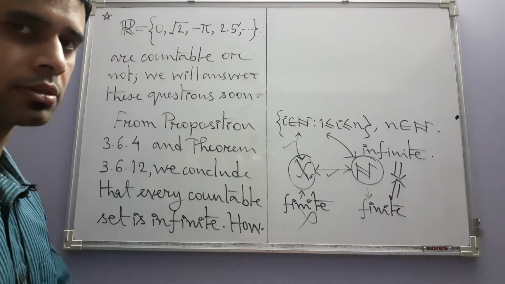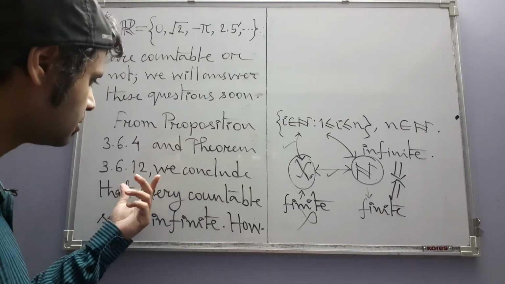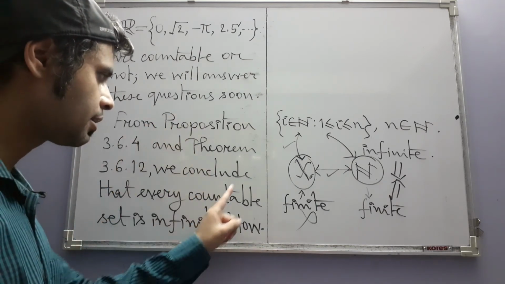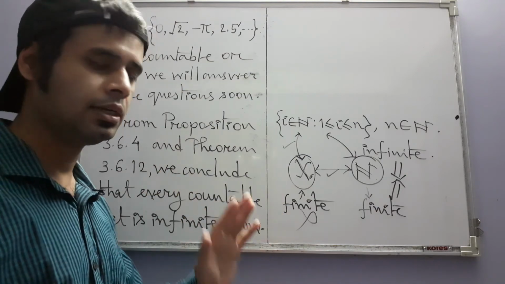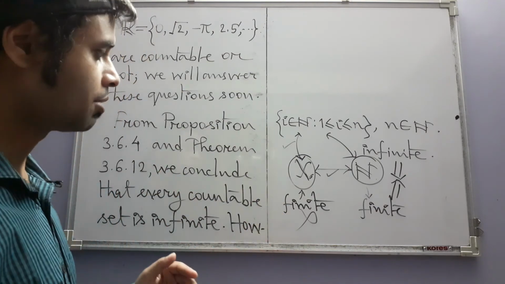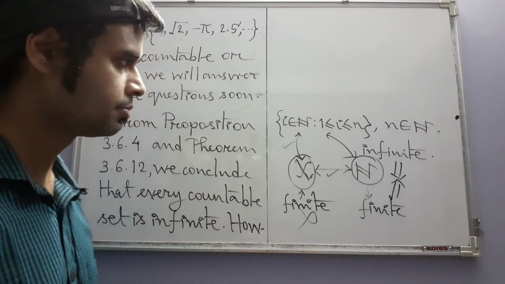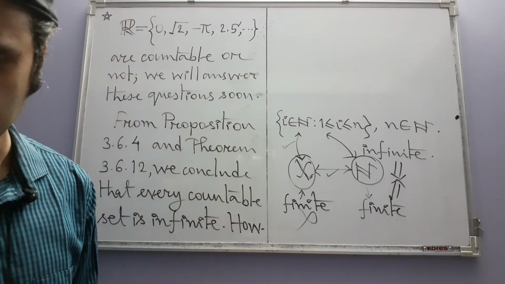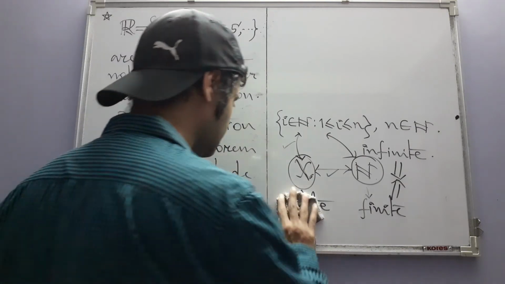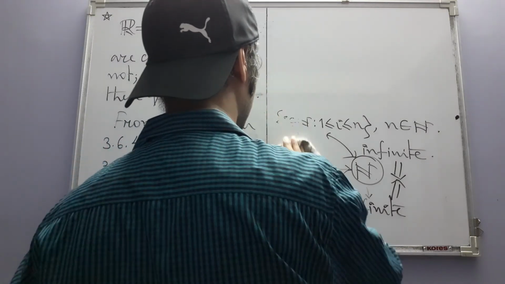X must be infinite. So that's how from these two things it follows that every countable set must be an infinite set as well. But what about the converse? The converse we don't yet know. Okay, we will see what the status of the converse is.